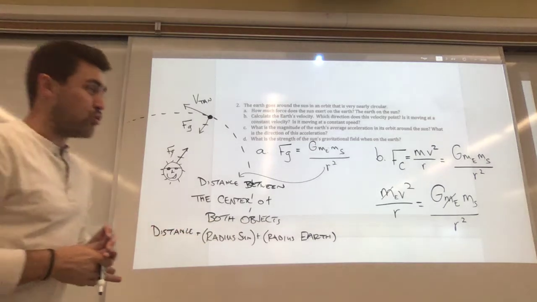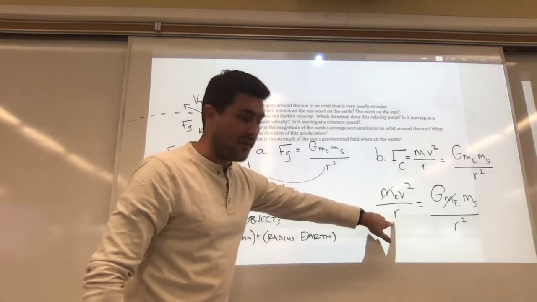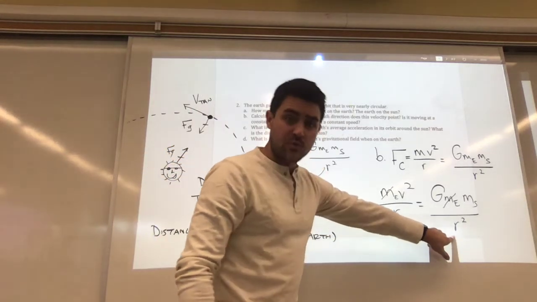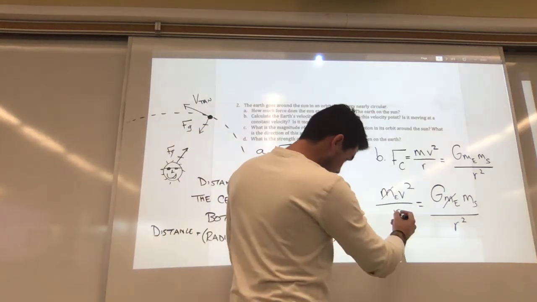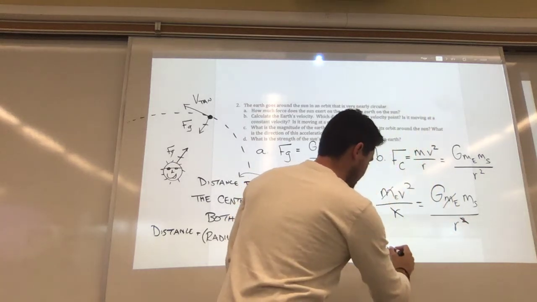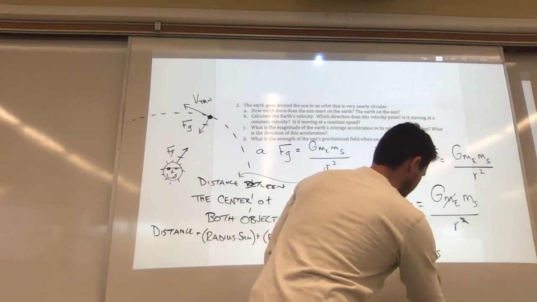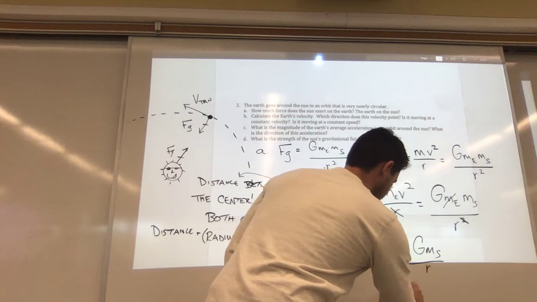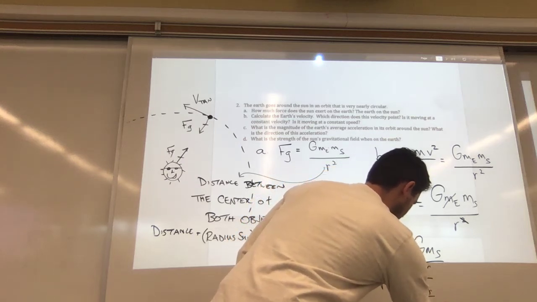Excellent. Are these radius values the same? Let's see. This is the radius of the circular path, and this is the radius of the circular path. So yes, these values are the same, which means I can drop out that r value and one of those r values. Let's rewrite this. Mama G, mass of Sun over the radius equals v squared. V must be equal to the square root of G, mass of the Sun, over r.